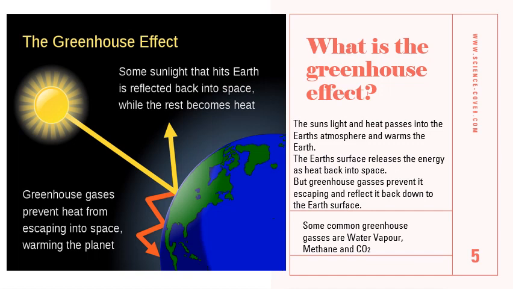A similar process happens in the Earth's atmosphere. The light and heat from the sun shines down, warming the Earth's surface. The radiated heat attempts to pass through the atmosphere back into space, but a layer of gases prevents this heat from passing through and reflects it back down to the Earth's surface. These gases are called greenhouse gases. Some of the common greenhouse gases are water vapor, methane, and carbon dioxide, or CO2.